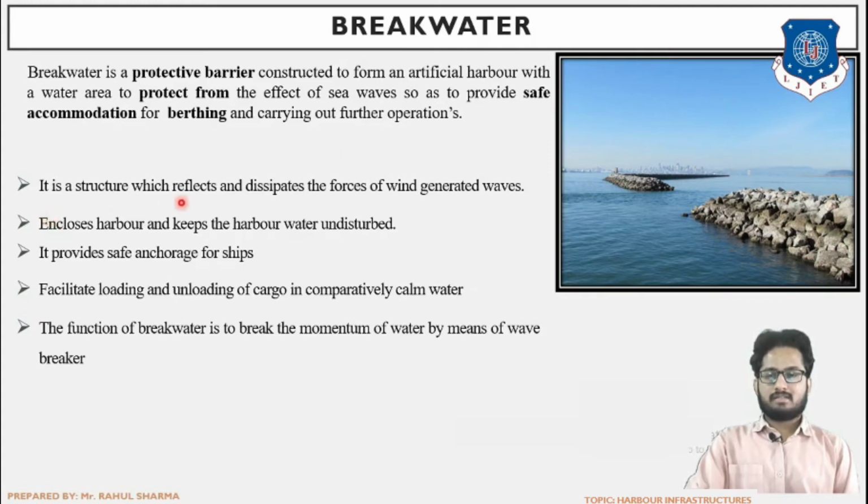It is a structure which reflects and dissipates the forces of wind generated waves. This point we are already aware about. Encloses harbor and keeps the harbor water undisturbed. So why does it enclose the harbor? Because it is on the circumference or periphery and it will make sure that the harbor water remains undisturbed and remains in calm state. It provides safe anchorage for ships.